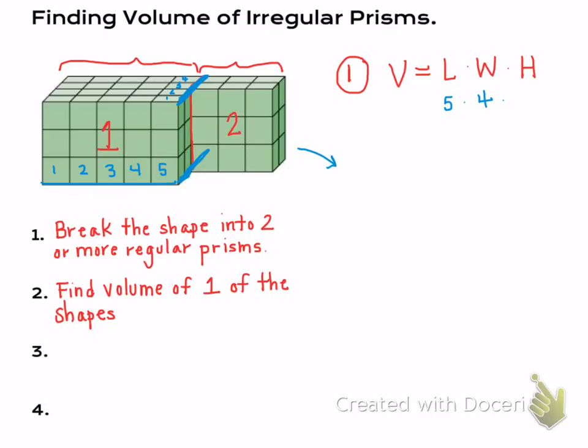And then the height is still this piece right here. So I have 1, 2, and 3. We have to count this one twice because we're using it for part of the height too. So the height then is 3. So volume of shape number 1 is 5 times 4 is 20, times 3. So the volume of the first shape is 60 units cubed.